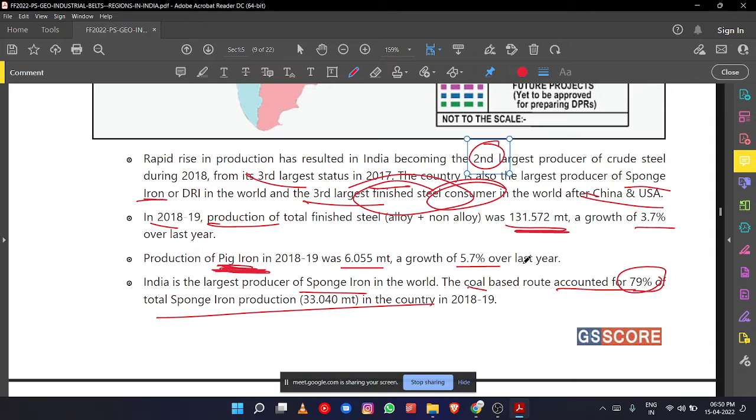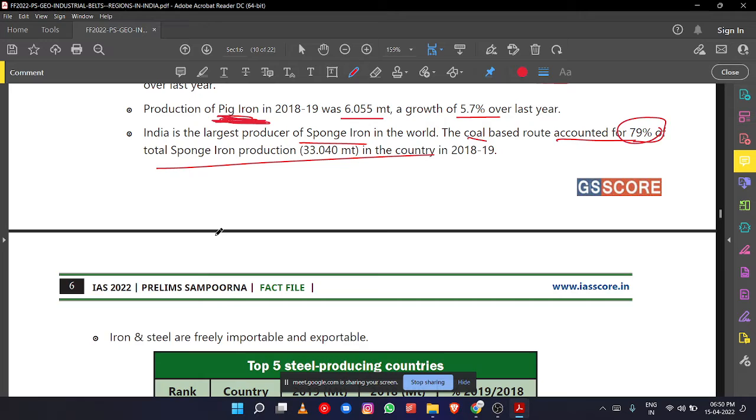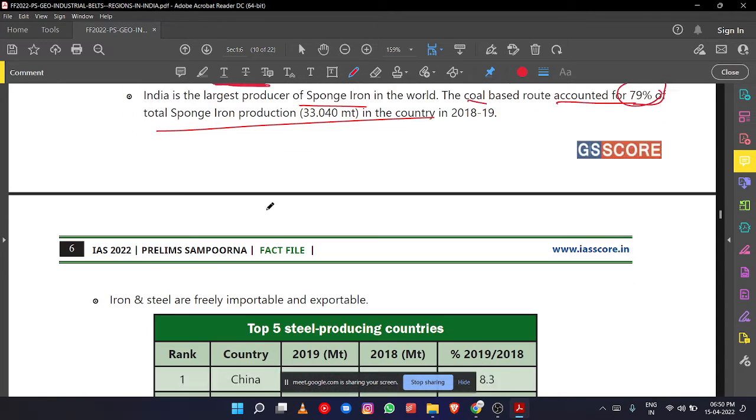So you can see there are various types of production and purification of the mineral ores. One of the methods is coal-based plants. There will be an associated coal-based power plant which provides the required energy for production of this iron and steel. So the coal-based sector is 79%.